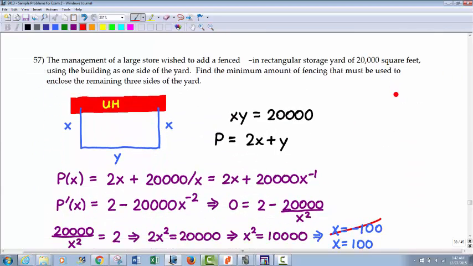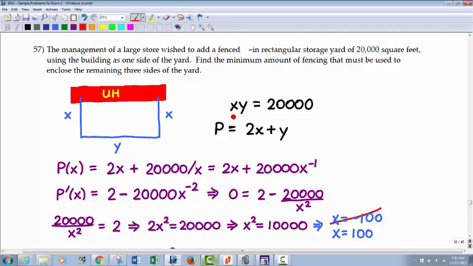This is a similar type problem, but the only difference here is we want a specific amount of area we're trying to obtain. We want to have 20,000 square feet. Then we want to know, what's the minimum amount of fencing that must be used to enclose the remaining three sides. So this is different than the last one, where we knew the length of the fence and wanted to maximize the area. Now we're trying to minimize how much fencing we have, because it makes sense to minimize the cost of the fencing in order to still get 20,000 square feet.